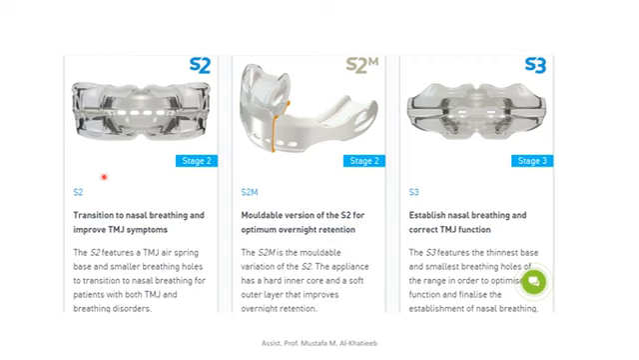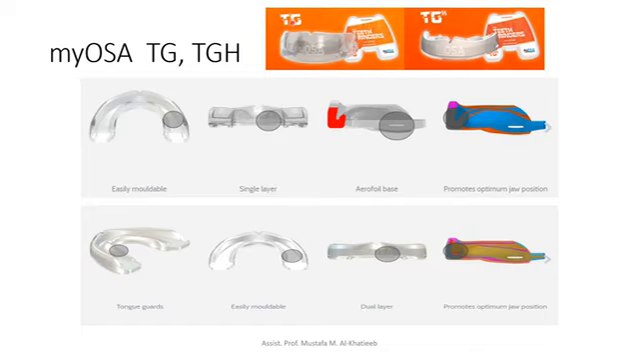The S2 transitions to nasal breathing and improves TMJ symptoms, to make a transition to nasal breathing with both TMJ and breathing disorders. While the S2M is also a moldable version of S2 for optimal overnight wear and improved overnight retention. While the S3 establishes nasal breathing and corrects TMJ dysfunction to finalize the establishment of nasal breathing.